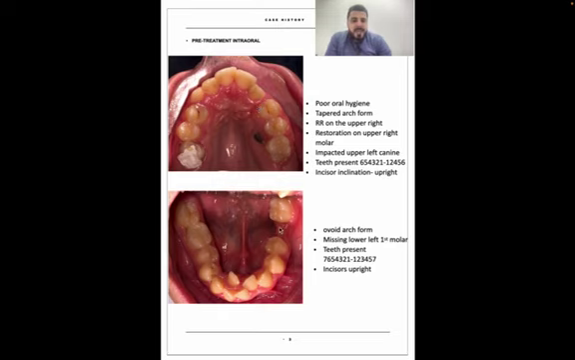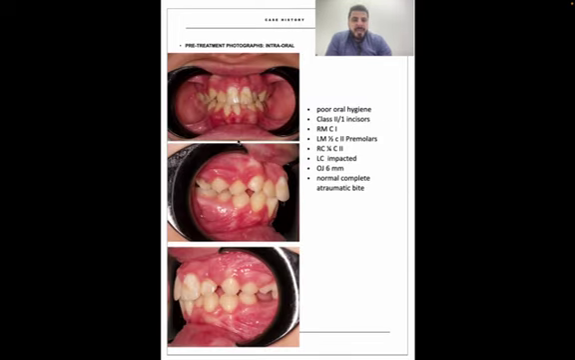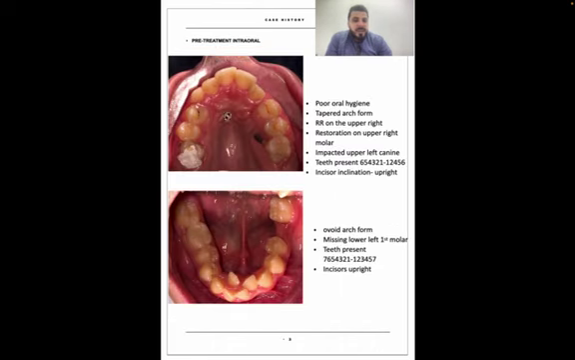You can see here we have spacing due to the extracted 6, but look at the lower arch, we have crowding on the anterior labial segment. If you measure this crowding, again, it's a moderate crowding. And also if you look at the midline, you can see that we have a huge midline shift of the lower to the right side. So we have 3 millimeters of the upper to the left, we have 3 millimeters of the lower to the right. So we have a midline shift to the right, and we have moderate spacing.